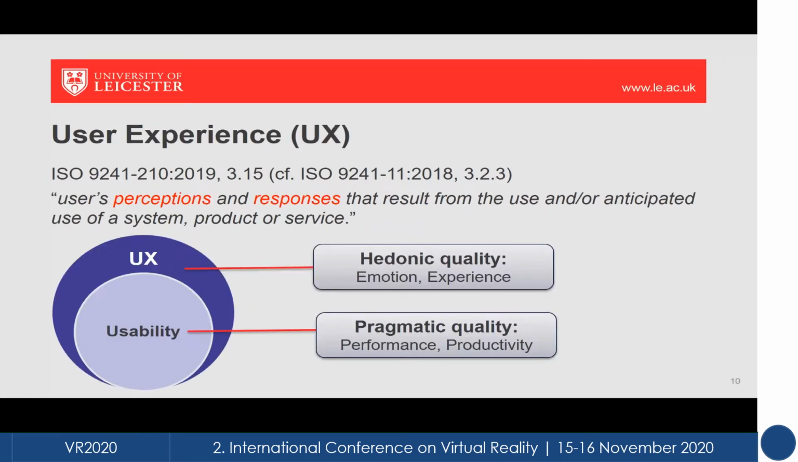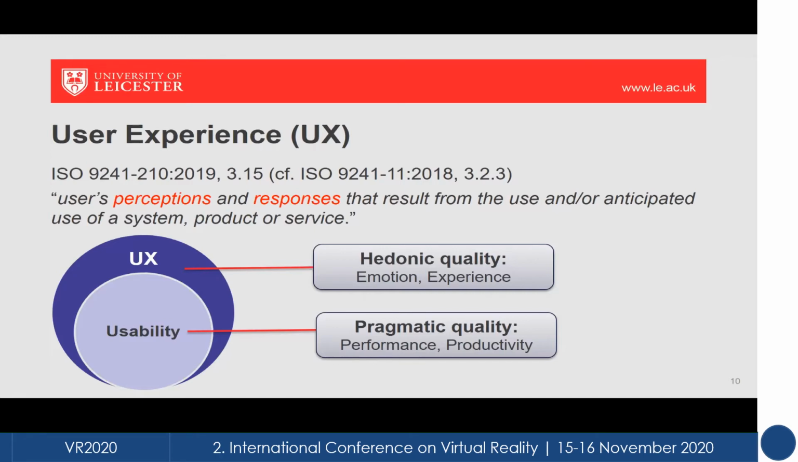Going from usability, we move to user experience. Because with usability, we talk mainly about the so-called pragmatic quality, we ensure the performance, we ensure the productivity, but it's not enough. We also want to emphasize that users have emotional responses, they also have experience, which is important for them to accept and adopt a product. That's why we move beyond usability to so-called user experience.